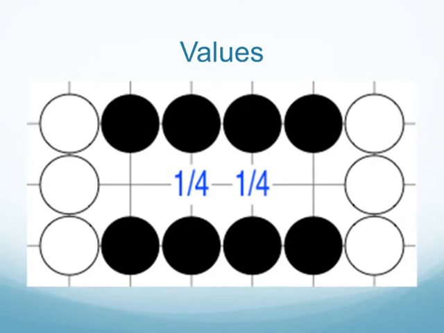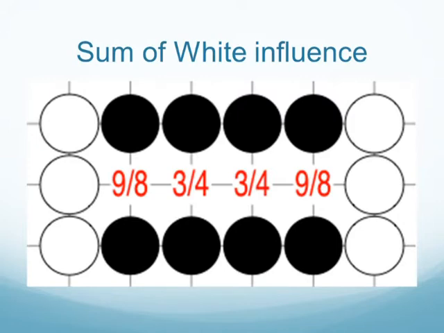Again, we don't bother with showing the black influence because we already know that we figure it as 1 point for each point in the corridor. If we add up the white influence from the right and the white influence from the left, we get these figures: 9/8, 3/4, 3/4, and 9/8. You see, the problem is that the 9/8 are too large.